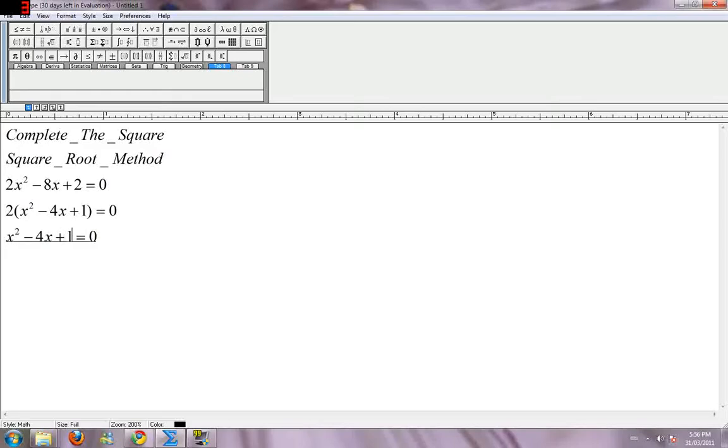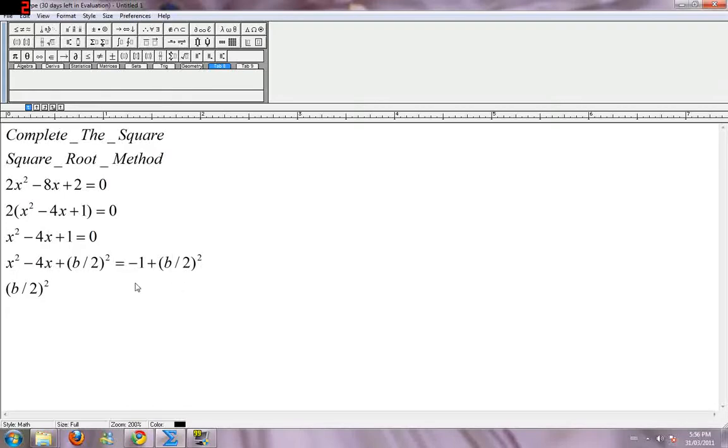Now what we're going to do is move the c to the other side. So we'll be left with x squared minus 4x is equal to negative 1. What we want to do next is take half of b and square it, and add it to both sides. So we want to put that here, and we want to put that here.